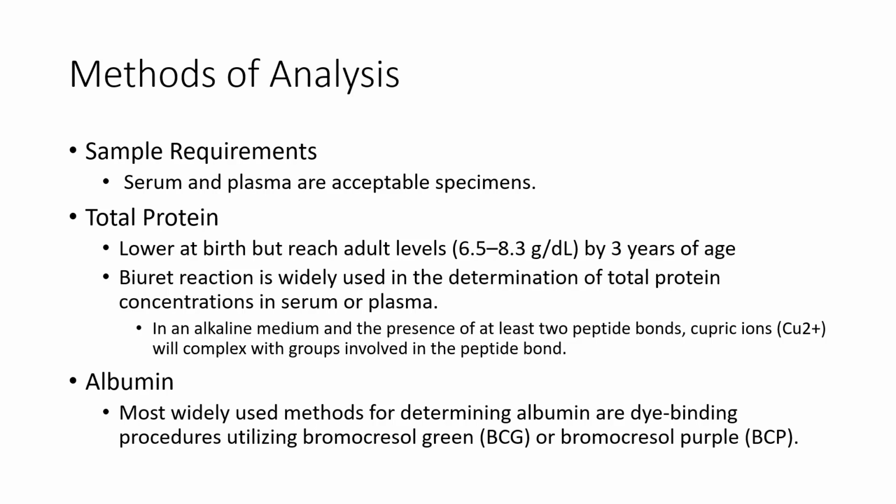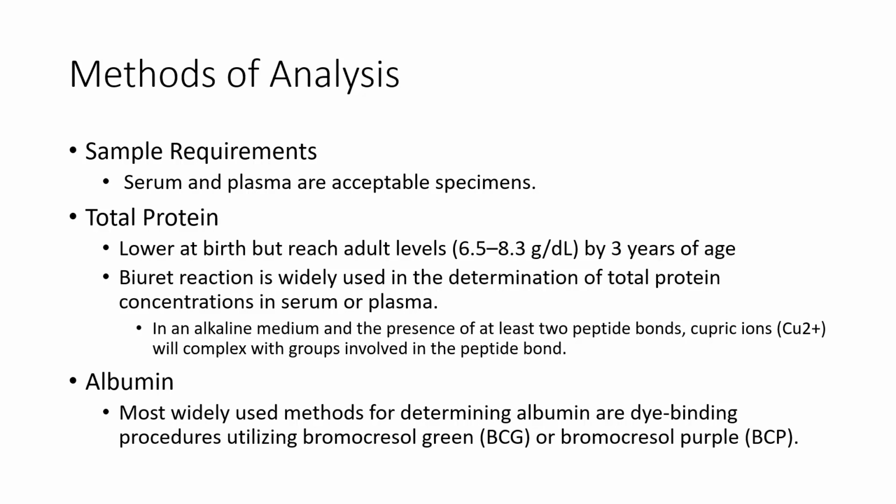Serum and plasma are acceptable for measuring protein. Total protein is lower at birth, but reaches adult levels by 3 years of age. The Biuret reaction is widely used in the determination of total protein concentrations.